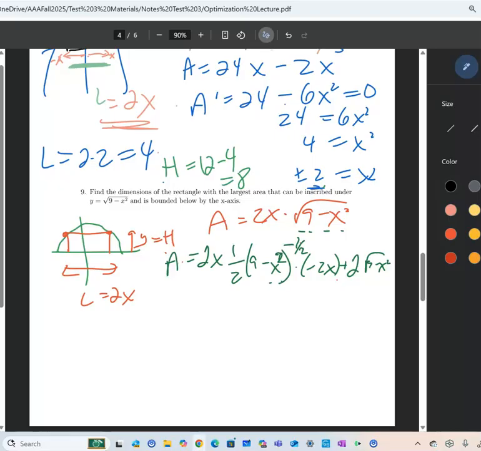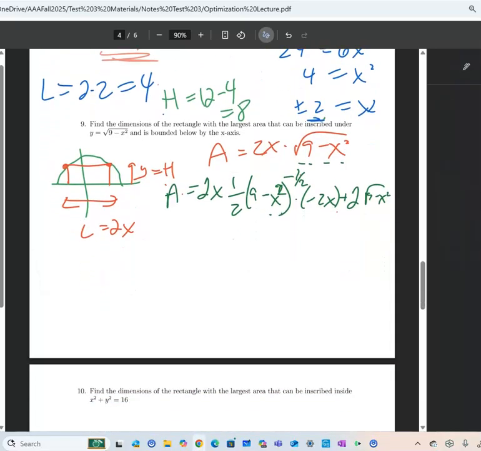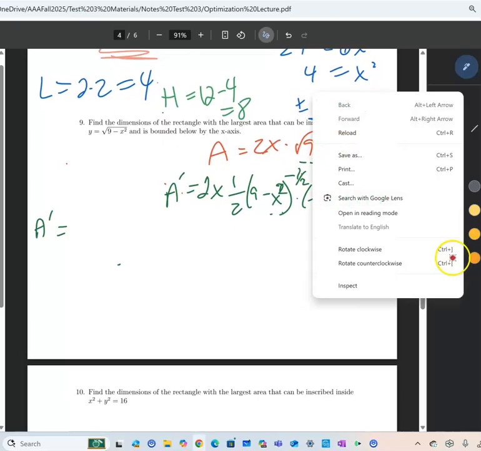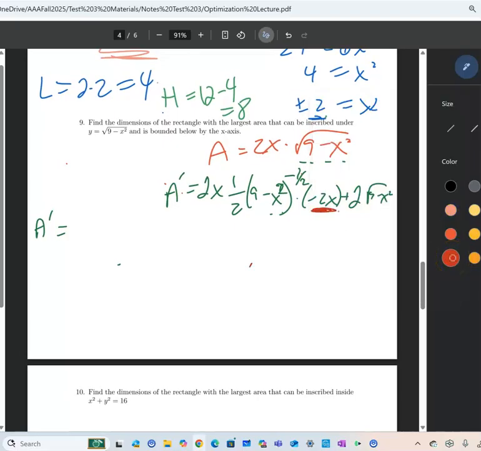Okay, let's see what we got. So I want to take the time to simplify. So let me get rid of that so I can have room here. Whoops, and I meant to say that this is A prime, right? So A prime equals, okay, let's spend some time simplifying. So this negative 2x, that 2, and that 2x. So let's see, if I cancel these 2's, I'd get an x and a negative 2x. So that gives me a negative 2x squared.